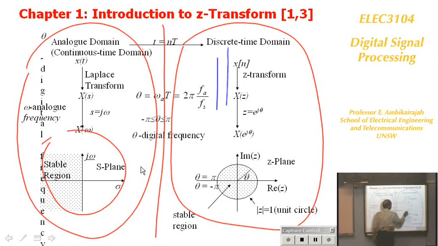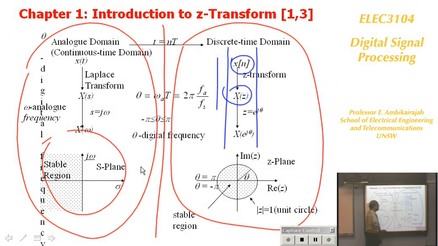Given a signal, how am I going to get X hat? Knowing X hat, how am I going to get X theta? How am I going to get it? That's the idea of this chapter. And also, where is the stable region and unstable region, we're going to look at it. Okay?